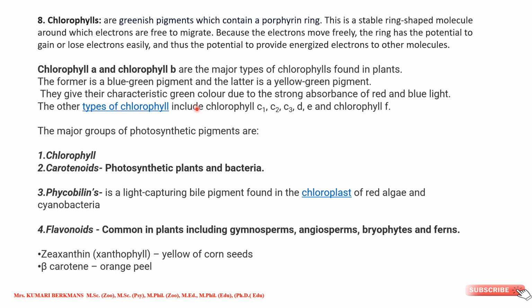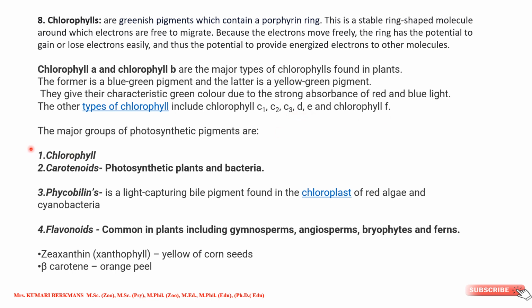The other types of chlorophyll include C1, C2, C3, D, E and chlorophyll F. So how many types of chlorophylls are there? C1, C2, C3, D, E and F. So these many types are there: 1, 2, 3, 4, 5 and 6.